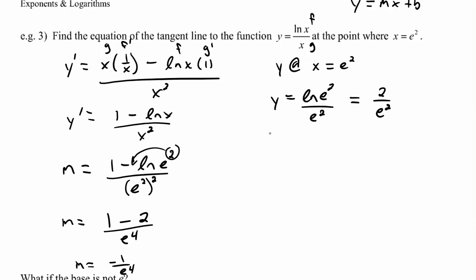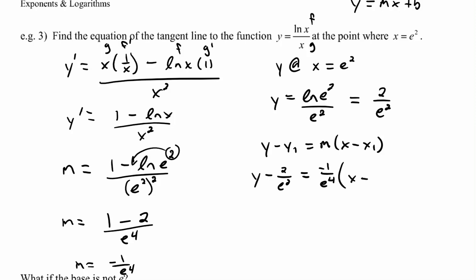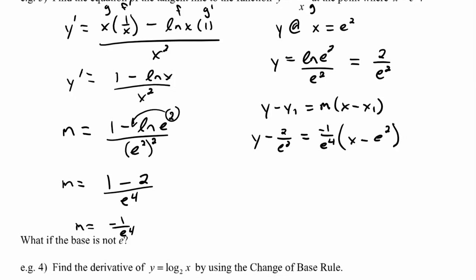So let's do it in point slope form. So y minus y1 is equal to m times x minus x1. So then y minus y1, that's what we just found, so that'd be y minus 2 over e squared is equal to -1 over e to the 4, right? That's our slope from before, times x minus e squared. Now, that is the equation. We have it to that point.